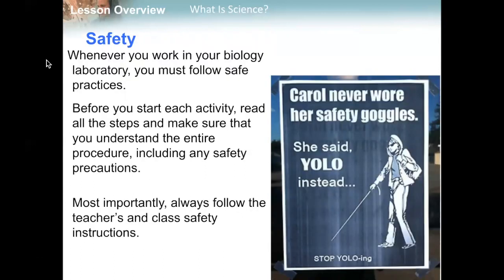Whenever you work in your biology laboratory, you must follow safety practices. Before you start each activity, read all the steps and make sure that you understand the entire procedure, including any safety precautions. Most importantly, always follow the teacher's and class safety instructions.